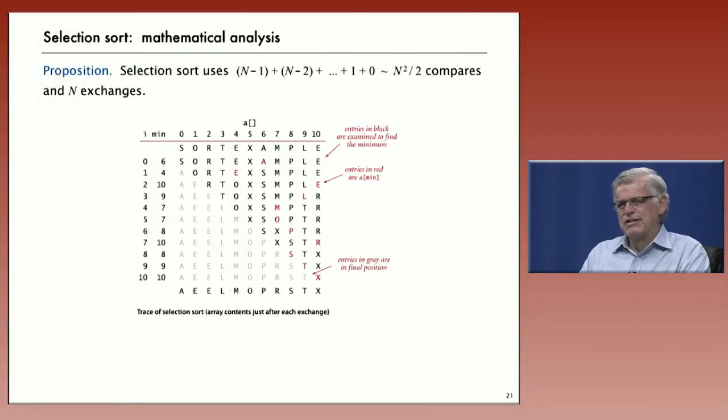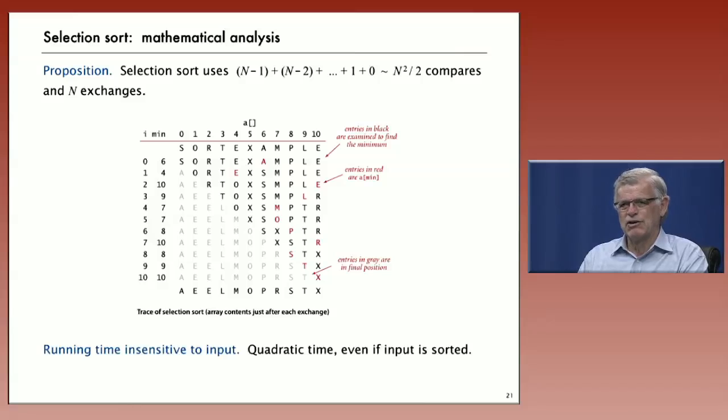Well, you can see that this is going to be, in general, an n by n square, and about half of the elements in the square are black, or about n squared over 2. And you can see also the exact formula, n minus 1 plus n minus 2 and so forth, is the total number of compares used. And then on each of the n values of the variable i, there's an exchange. So that's the cost in terms of the number of exchanges.